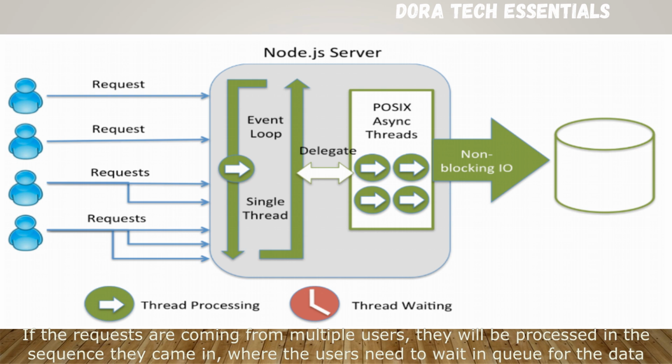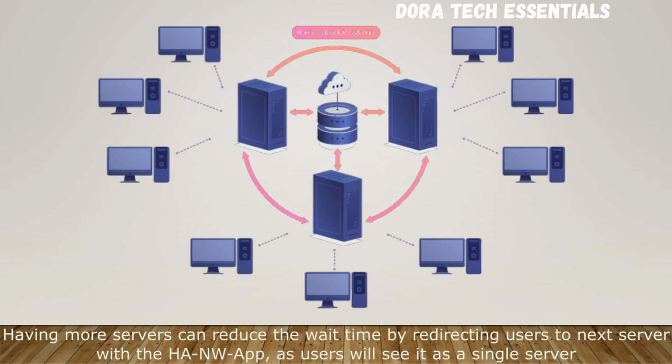If the requests are coming from multiple users, they will be processed in the sequence they came in, where the users need to wait in queue for the data. Having more servers can reduce the wait time by redirecting users to the next server. With high availability network applications, users will see it as a single server.